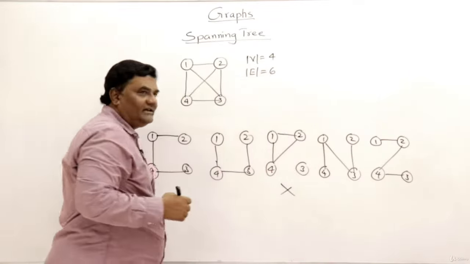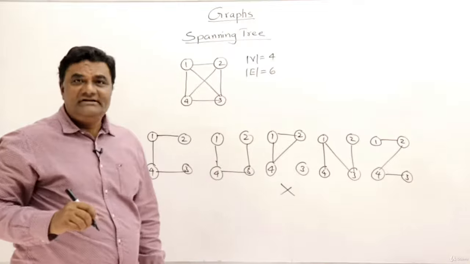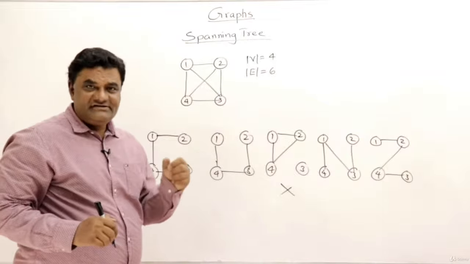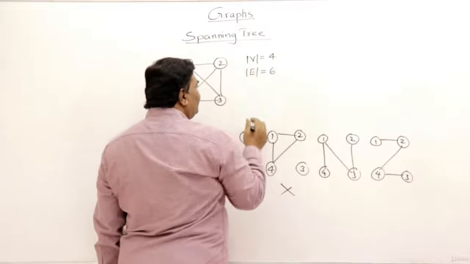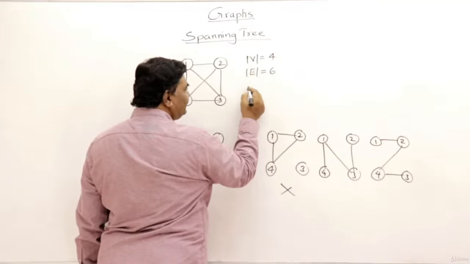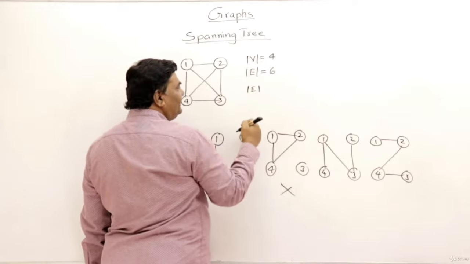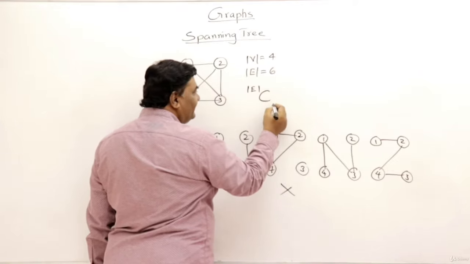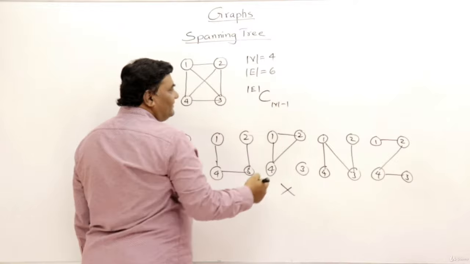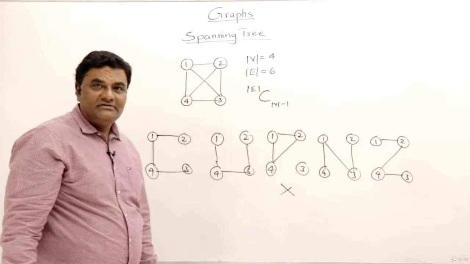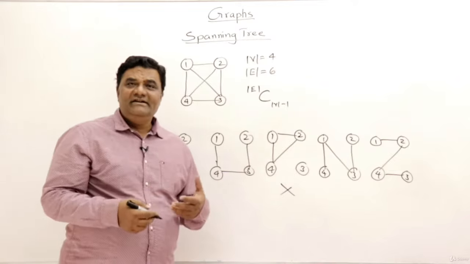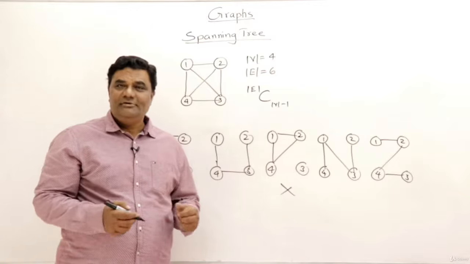Then how many edges are there? 6 edges. Then for 4 vertices, how many edges must be there? Just 3 edges must be there. Means 4 minus 1. So from the set of edges, I should select 4 minus 1 edges. So that is 4 minus 1. So in how many ways can I select? That many spanning trees are possible.